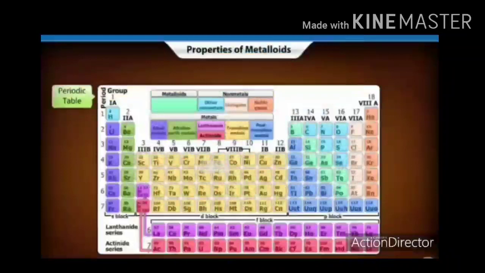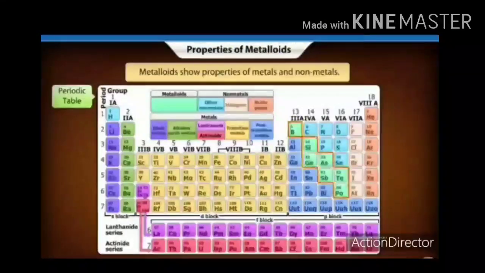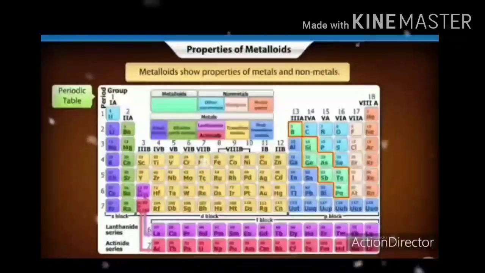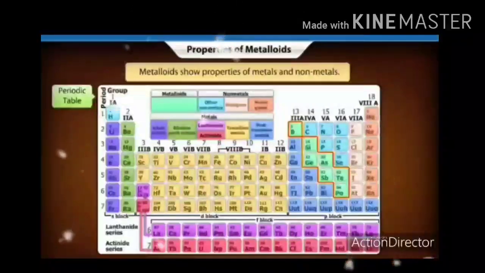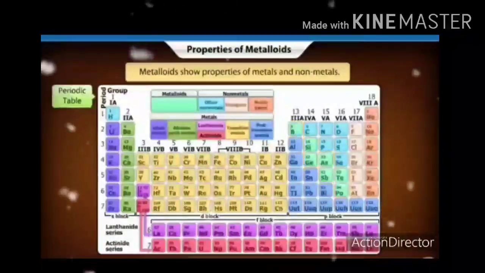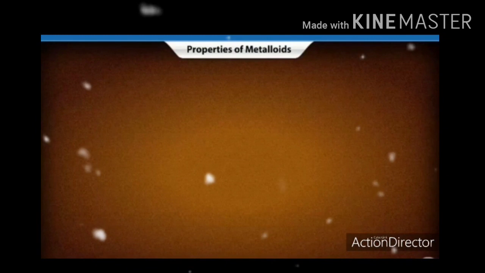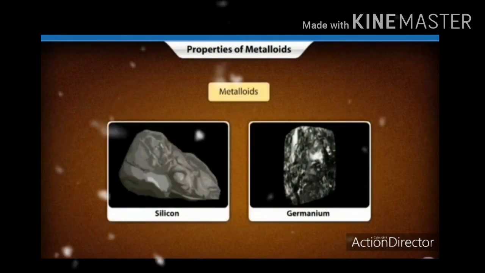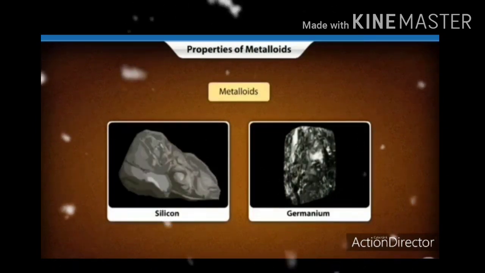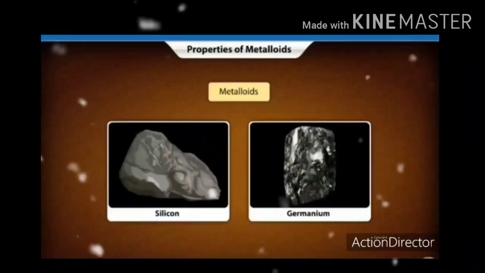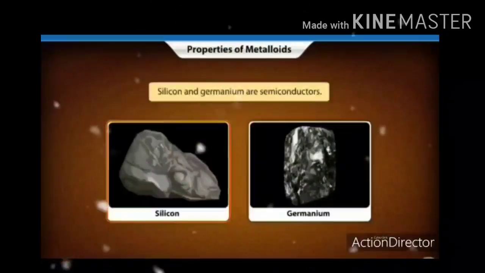The third category of the elements is metalloids. Metalloids show the properties of both metals and non-metals. Boron, silicon, germanium, arsenic, antimony are all examples of metalloids. One very common feature of metalloids is that they are used as semiconductors.